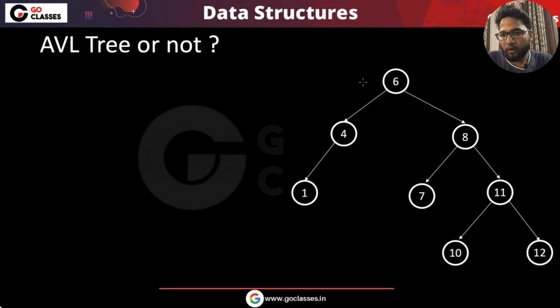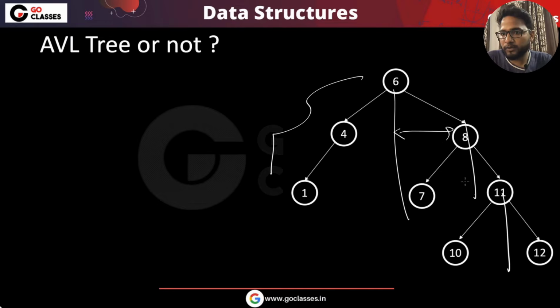Just check all lesser than 6, all lesser than 4, greater than 6, and then you should be having between 6 and 8. So yes, between 6 and 8, and here you should be having between 8 and 11, which is 10. I think yes, this is a binary search tree. There is no problem in that, right? So this is a binary search tree.